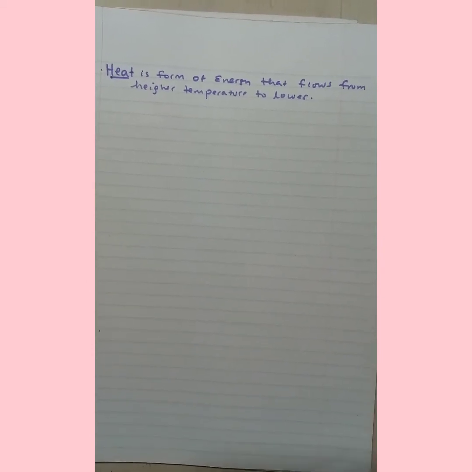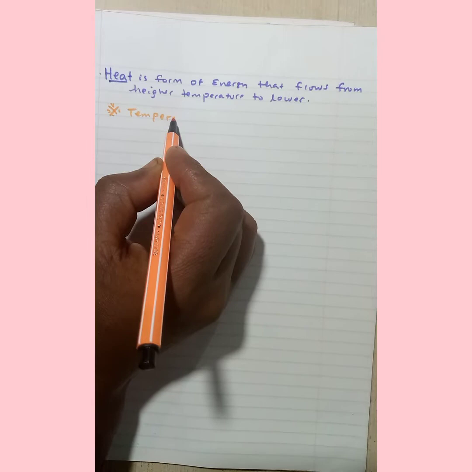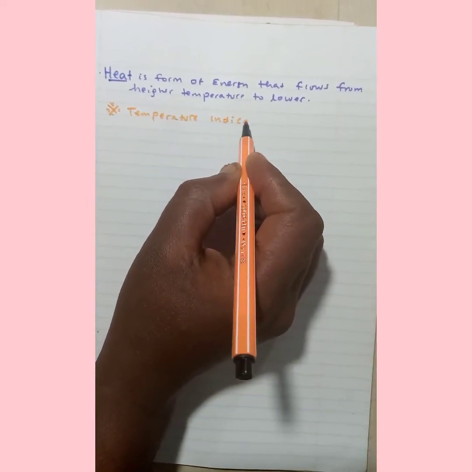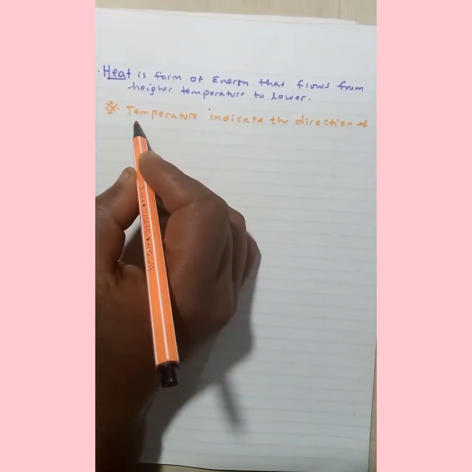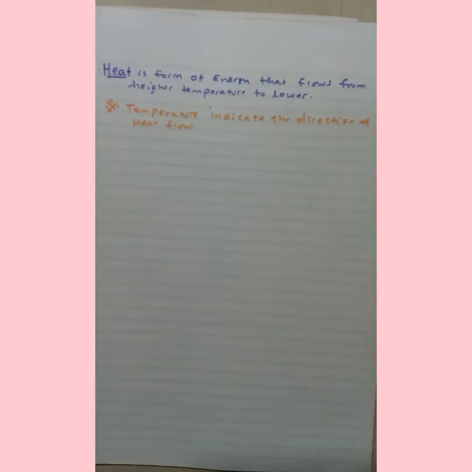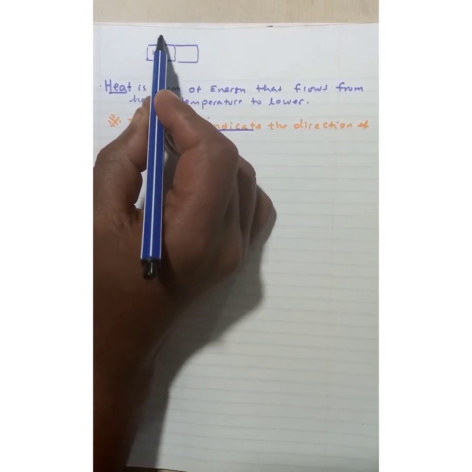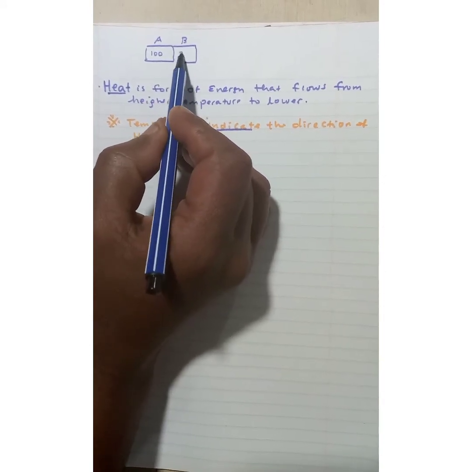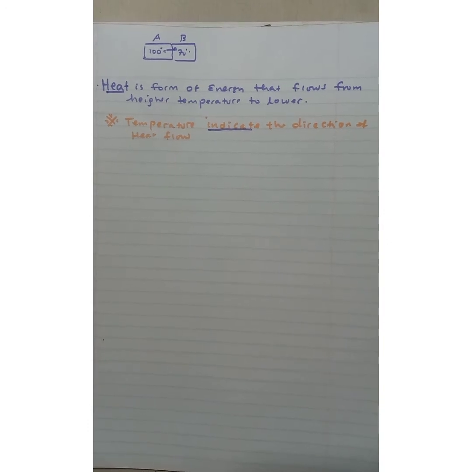There are different forms of energy like light, heat, electrical, mechanical. From these forms of energy, heat is one form that flows from the higher temperature to the lower temperature. Temperature indicates the direction of heat flow. If two bodies are in thermal contact with different temperatures, for example A at 100 degrees Celsius and B at 70 degrees Celsius, therefore heat flows always from higher temperature to the lower temperature.